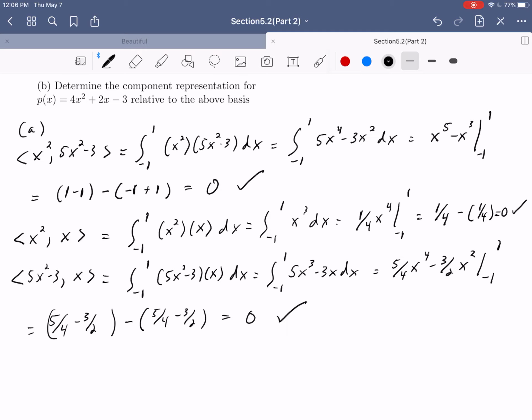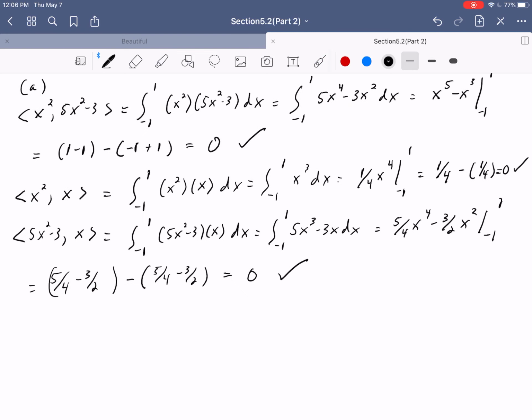So there we go. We've now shown that this set is certainly orthogonal, so it is an orthogonal basis. Check.